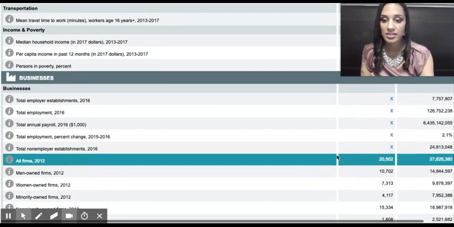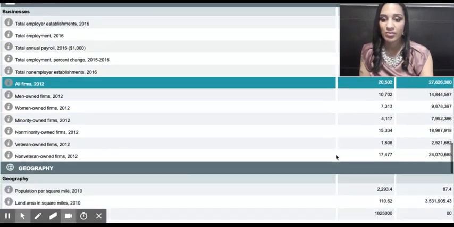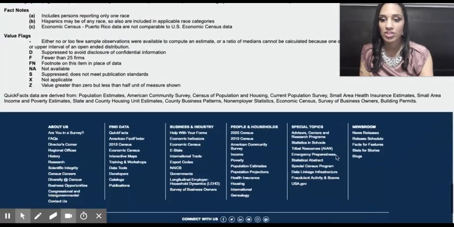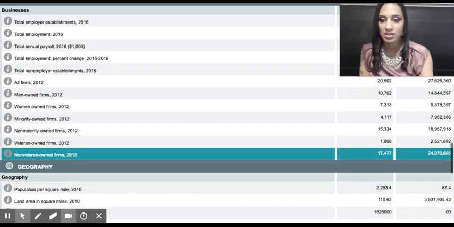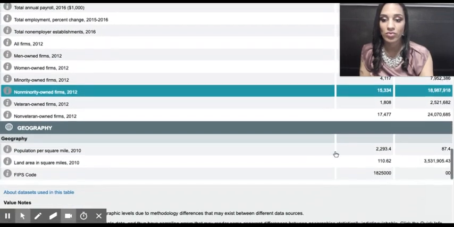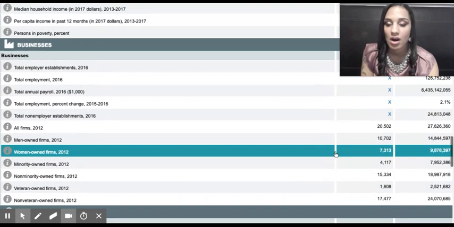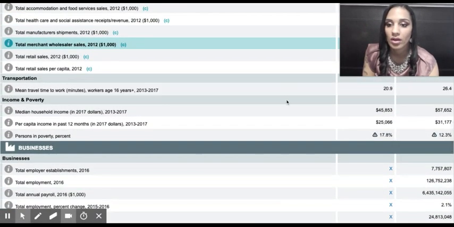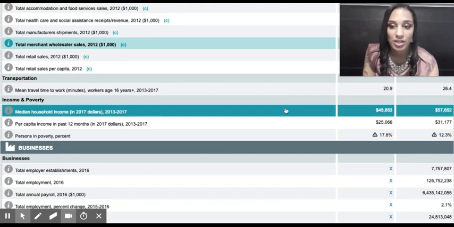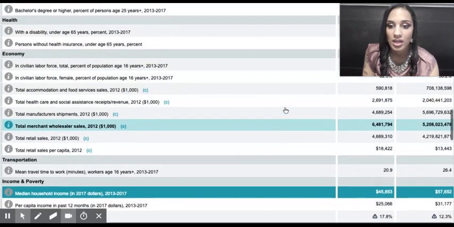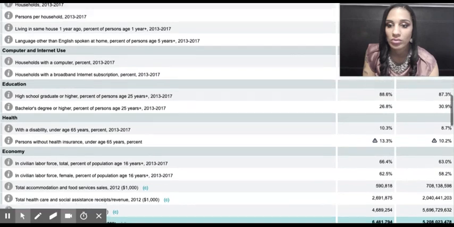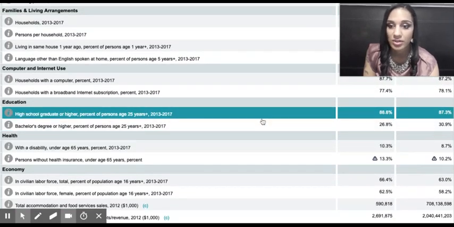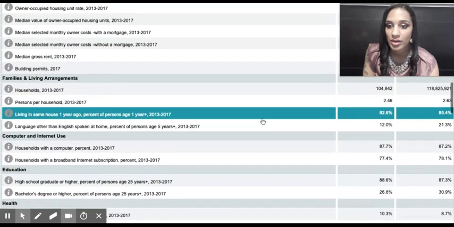As you go up into businesses, we don't really need to know about businesses. We don't need to know about the geography necessarily. So yeah, those are the main ones that you want to pull out. All right. So that was underneath the income and poverty that you really want to know about. And you also really want to pull out the education to find out if it's really needed in that zip code.